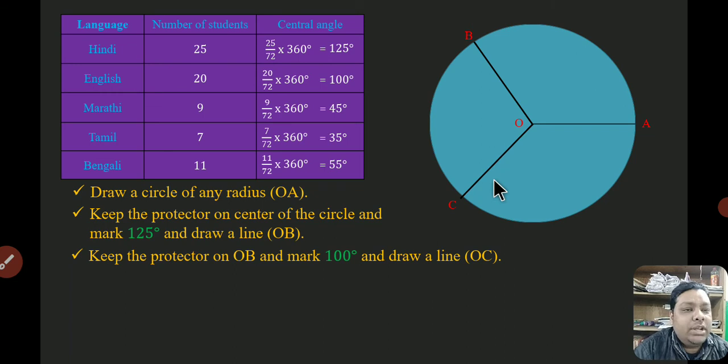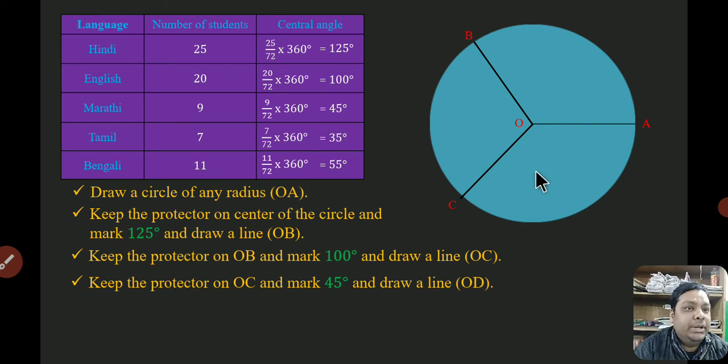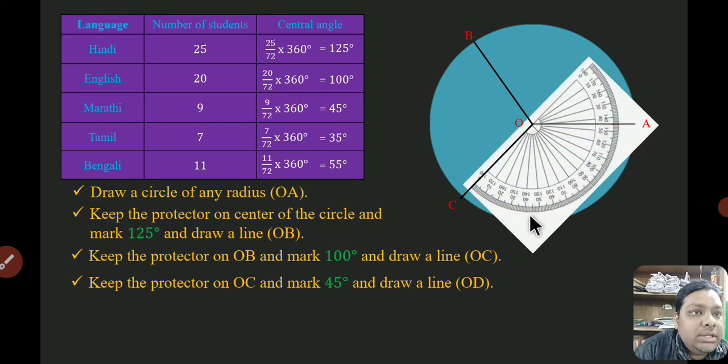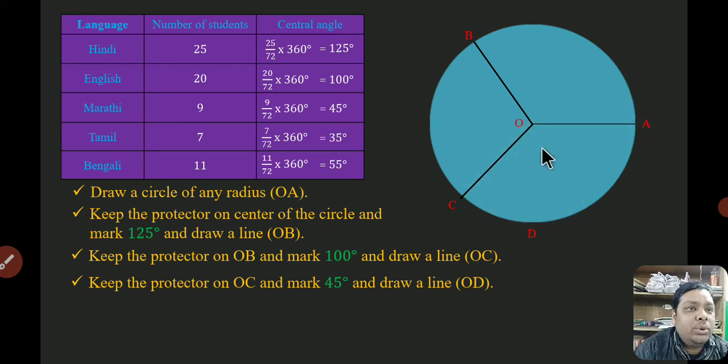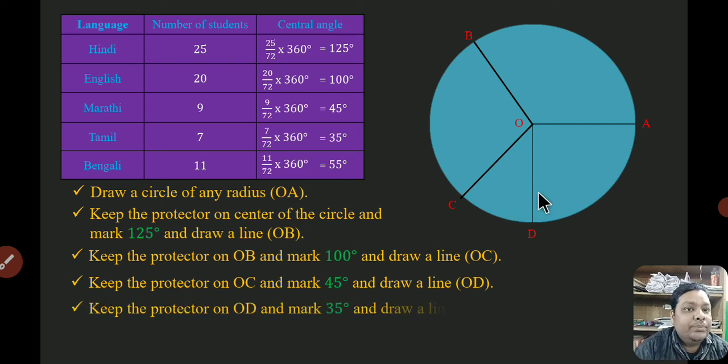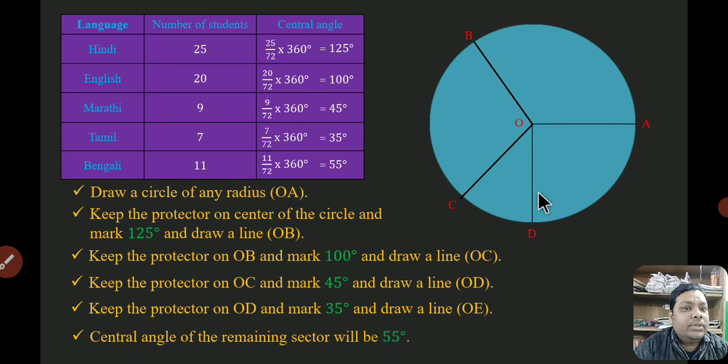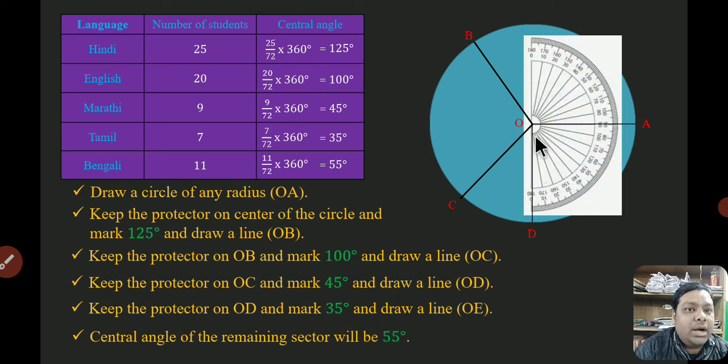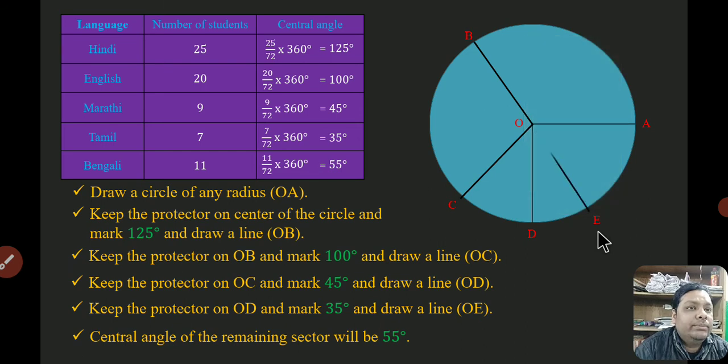Done. Again we will keep the protractor on OC. Okay. And we will mark now 45 degree. 45 degree is, yes, it is here. We will mark D here. Okay. And now remove the protractor and join O to D. Done. Okay. Again we will keep the protractor on OD and we will mark 35 degree. Okay. So here we have kept 35 degree and then we will mark it at 35 degree should be here. Yes. We will mark it E. Now remove the protractor and join O to E. Done. So the rest one is the 55 degree angle.